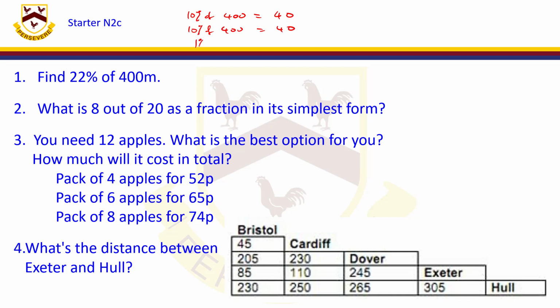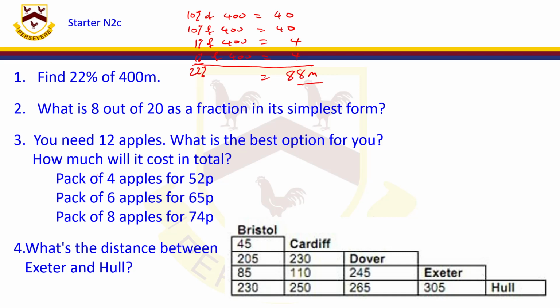1% we divide by 100. So that's going to be 4. I need one more 1%. It's also equal to 4. So altogether I've got 22% here, and that's going to be equal to 88 meters. Don't forget the units.